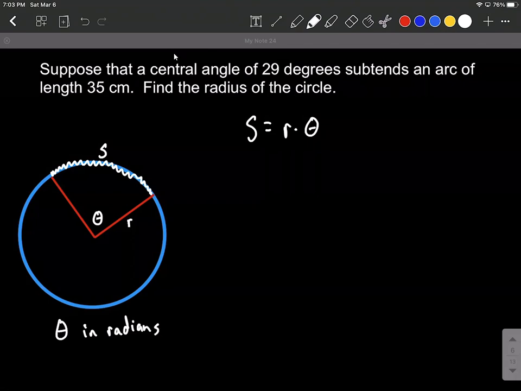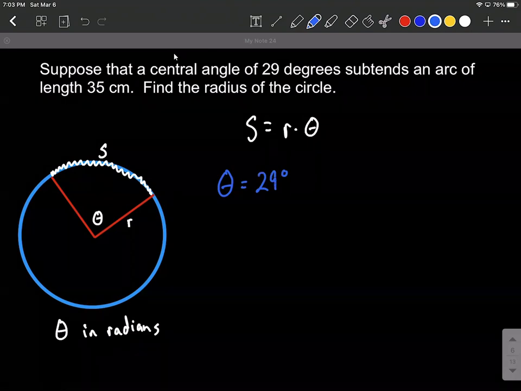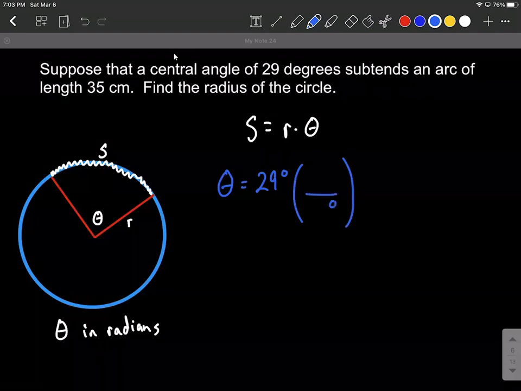In our case, theta does not start out in radians, so we're going to have to do a little bit of work to convert from degrees over to radians. So let's start with our theta, which is 29 degrees. To convert this over into radians, we want to multiply by a factor that connects these two together. So we have to connect degrees and radians. We know that pi radians, halfway around the circle, connects with 180 degrees.